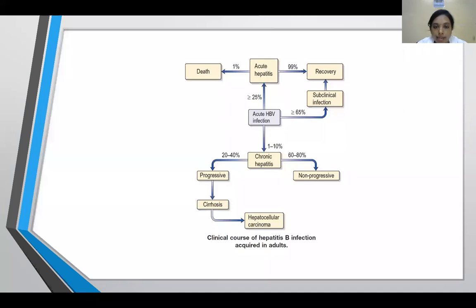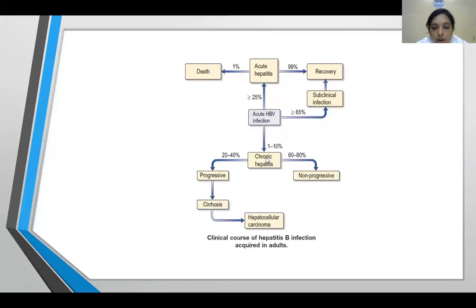Just the main points, remember the diagrammatic representation has been pictured with percentages. Okay, this percentage is important for you PG-wise, and if you write it in theory, it will be scoring. So see, here when the person is affected by acute hepatitis B virus infection, it results in acute hepatitis. How much percentage? More than 25% may result in acute hepatitis. Acute hepatitis, as I told you before, mostly is self-resolving or recovered, or a slight subclinical infection may occur and then it is resolved. So 99% recover. Here, more than 65% ultimately recover. Only 1% results in death. I'm talking about the acute hepatitis.